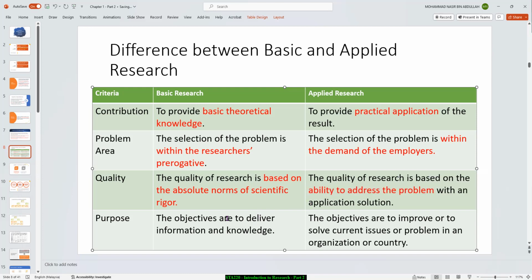So for the purpose, here we can see, for basic research we just want to expand our knowledge. But for applied research, we just want to find a solution, right? So basic research delivers information and knowledge, but applied research is to improve or to solve current issues, current problems, right? That's all. So this is very clear. I have repeated from slide number 2 to slide number 8. The differences are more or less the same.